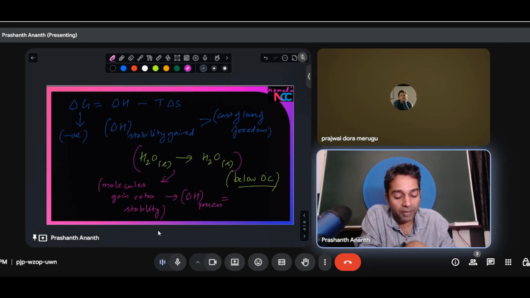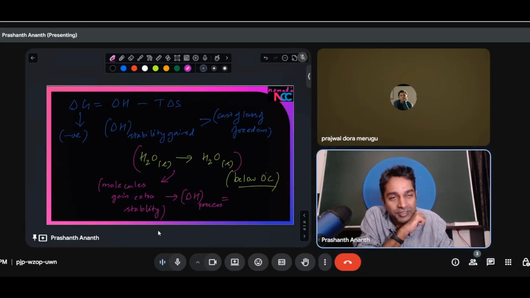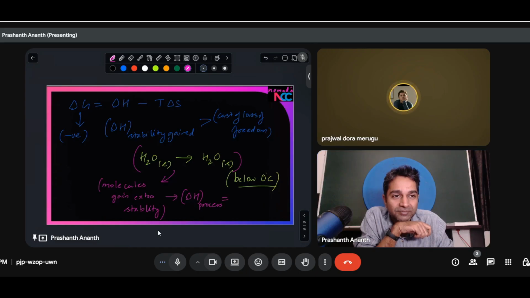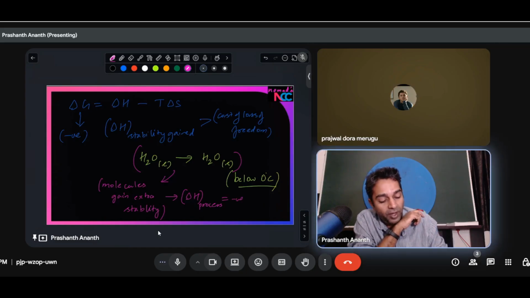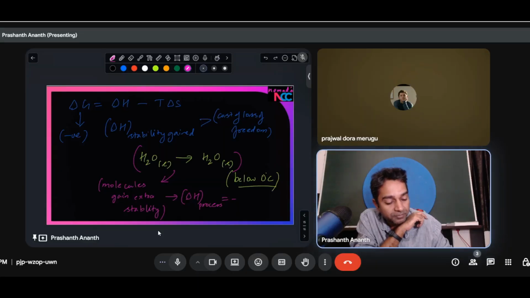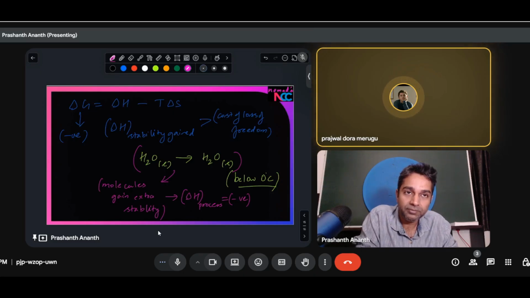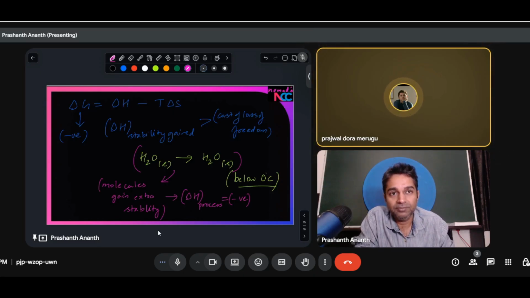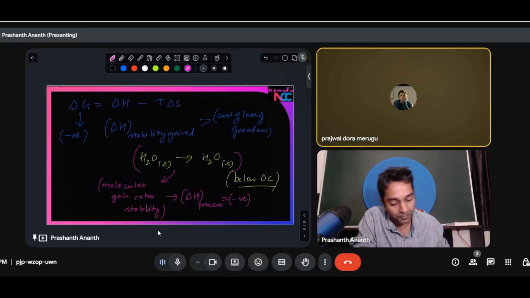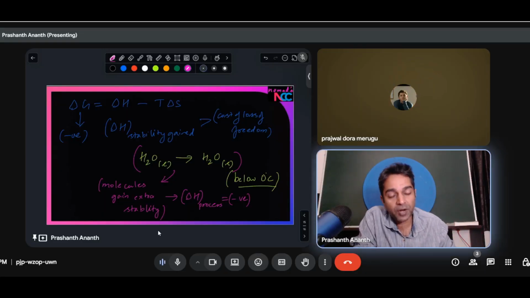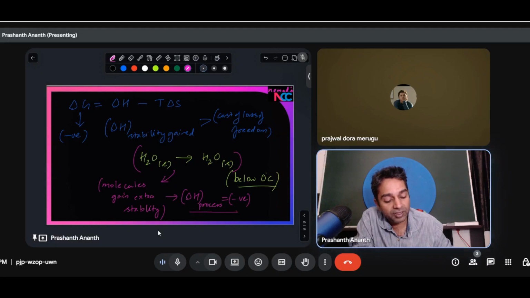Okay, so I am interested in water liquid to water solid. What is the enthalpy change in the process? Negative, sir. Good. Why is it negative? Can you quickly explain? Because water in solid state, that is in ice, is more stable, so it would lose some energy. Good. So the enthalpy change of the process is going to be negative in this particular case. So delta H is negative.